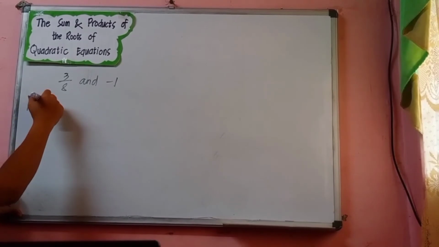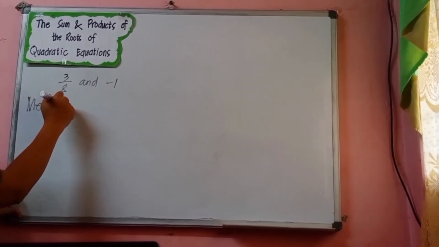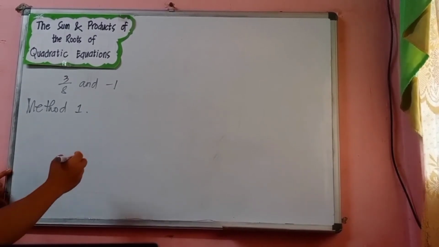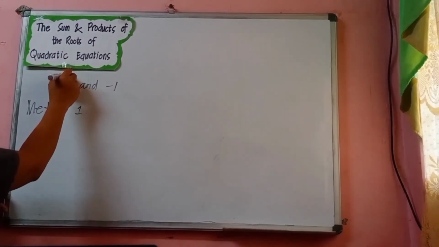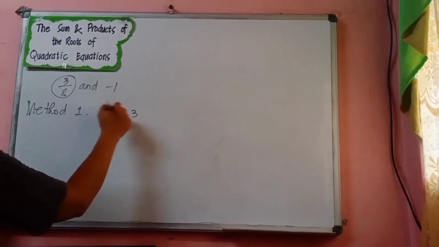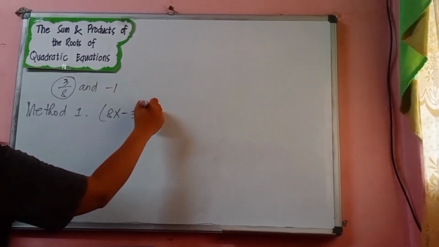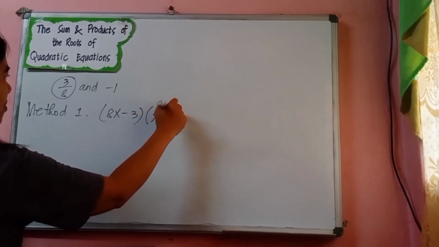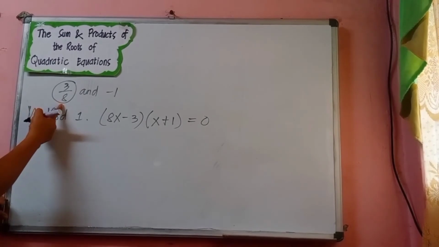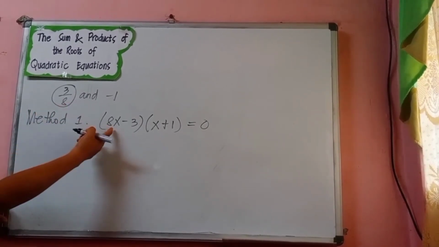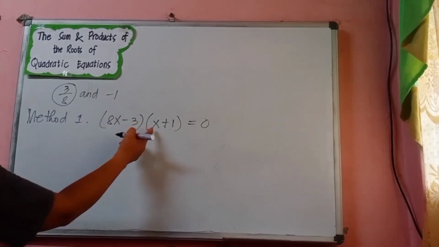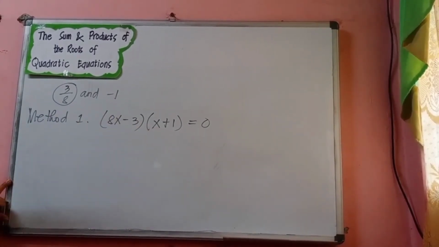If we have 3 over 8 and negative 1 as the roots of a quadratic equation, let's find the quadratic equation using method 1. So this one here will become 8x minus 3. And this one will be x plus 1. This happens by simply using the denominator as your coefficient for x and then taking the opposite sign of the numerator. So here, just the same, x and then take the opposite sign of negative 1.